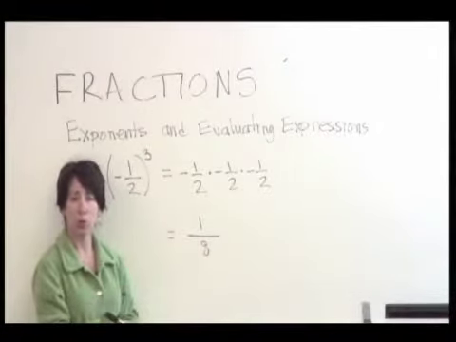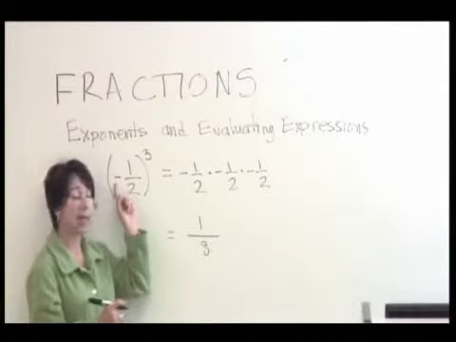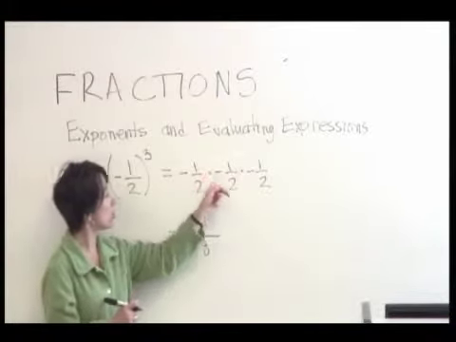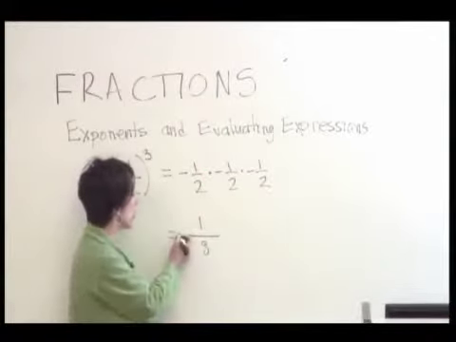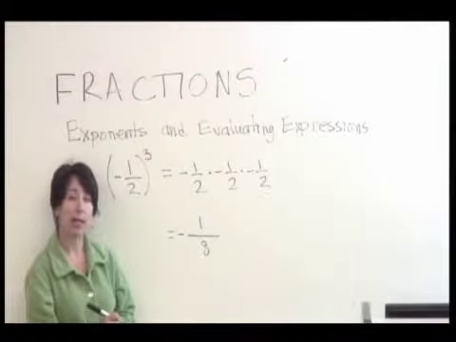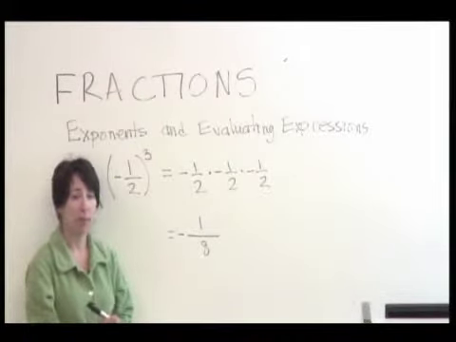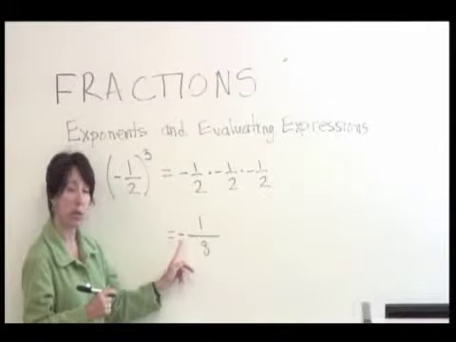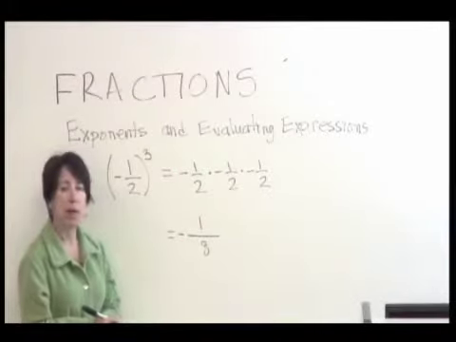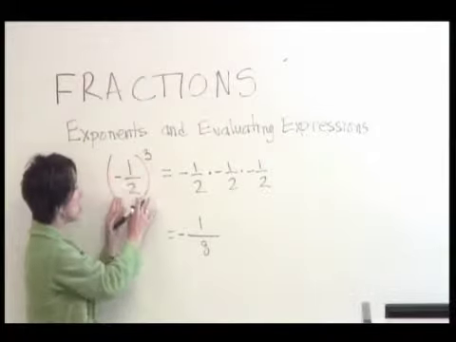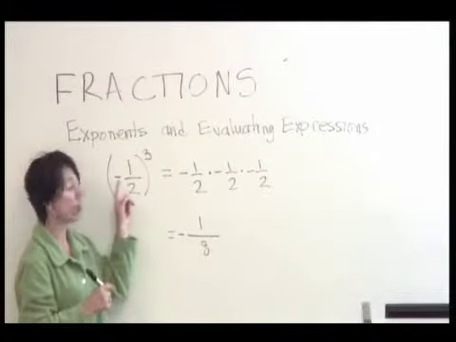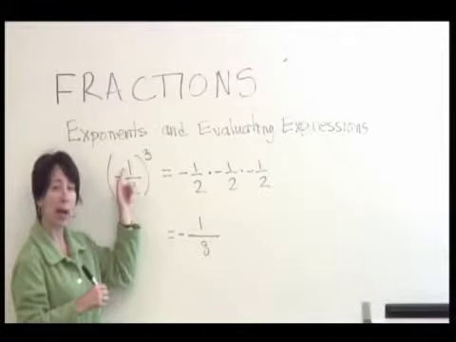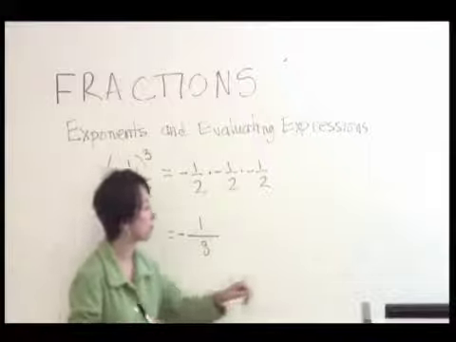Now I've got to look at the sign. Since I have a negative sign here, and there are 1, 2, 3 negative signs total, my final answer is going to be -1/8. Remember, the rule is if there's an odd number of negative symbols, the final answer is negative. Now, it's important that we use parentheses for two reasons. Not only here to indicate the negative symbol, but also to show that it's the whole fraction that is the base.